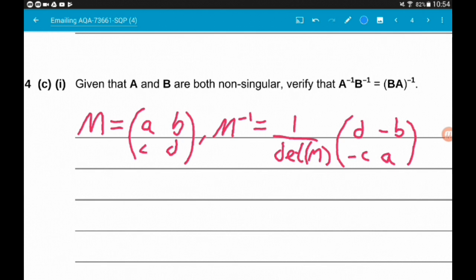Then part C(i) wants us to, given that matrices A and B are both non-singular, verify that A inverse times B inverse is the same as (BA) inverse. So, quite a lot to do here. This is the formula to find the inverse of a 2x2 matrix. So if M is equal to (a, b; c, d), then M inverse is 1 over the determinant of the matrix times (d, -b; -c, a). So along the left to right diagonal, the two numbers swap places, and along the diagonal from bottom left to top right, both of those numbers become the negative of what they were.